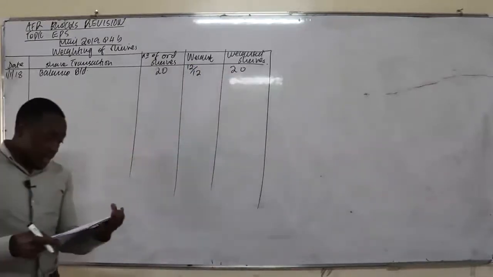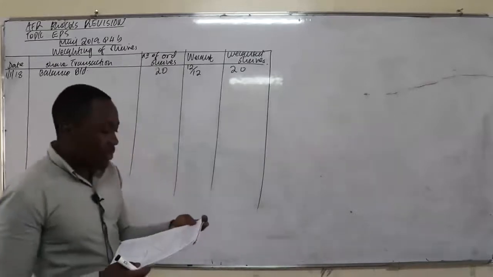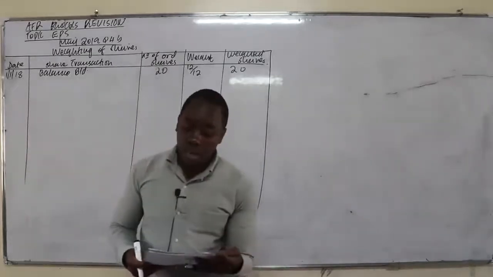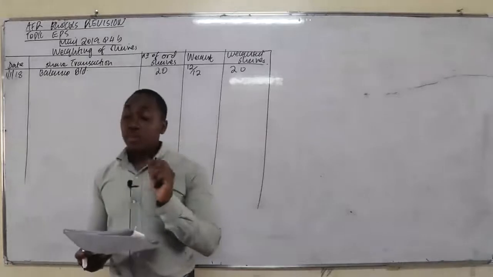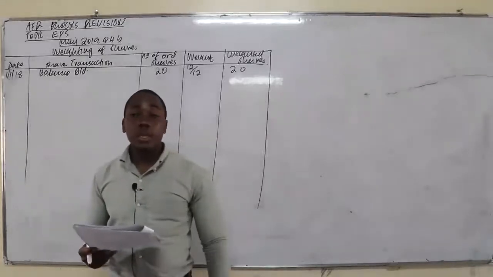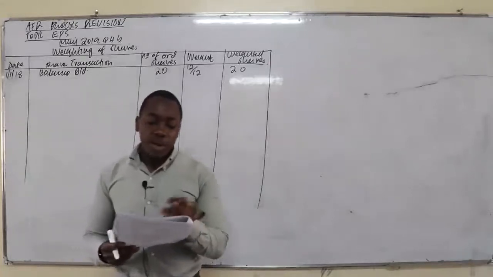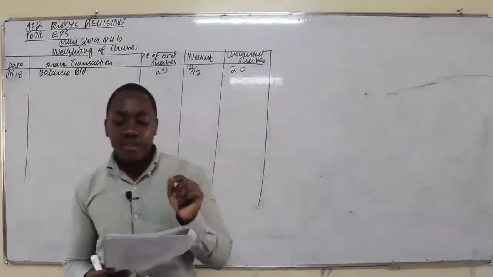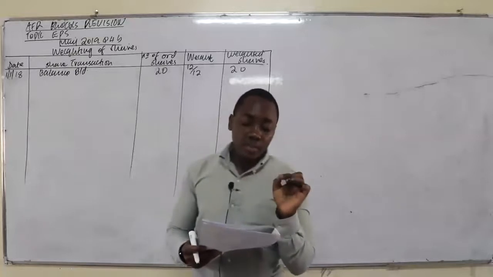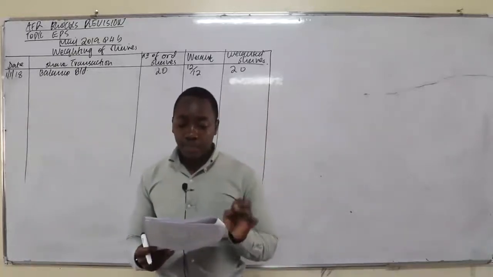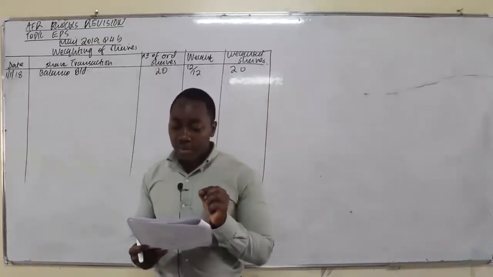Then we go back to note number 1. Part of the increase in the share capital, that's ordinary, was due to the rights issue that was made on 1st April 2018. How many months of the year? 9 months. Good. A shareholder was granted the right to buy 1 new ordinary share for every 5 ordinary shares held at a price of 120 per share. The market price of the ordinary share before the rights issue was 125.